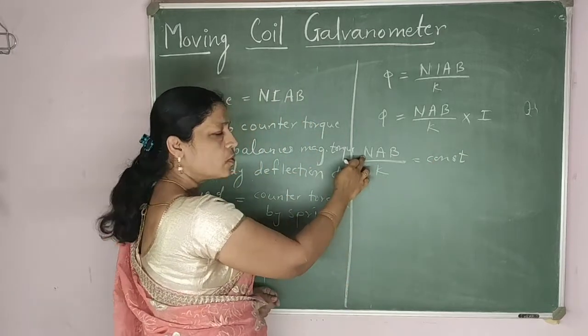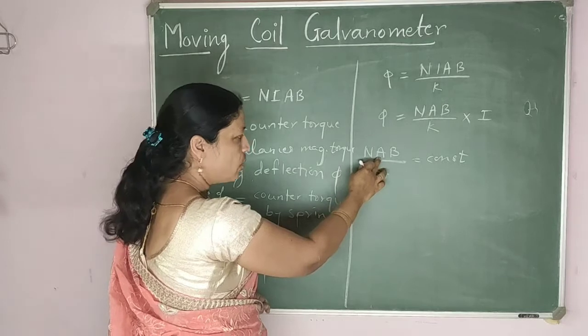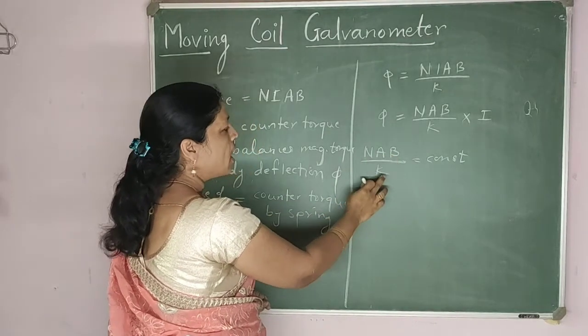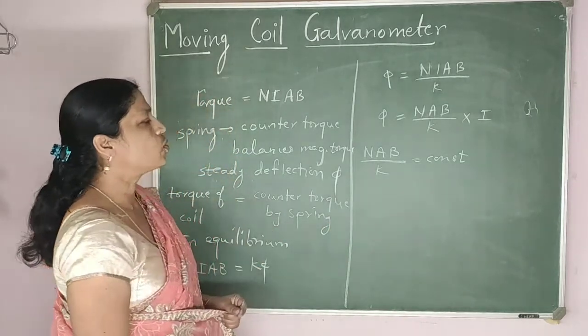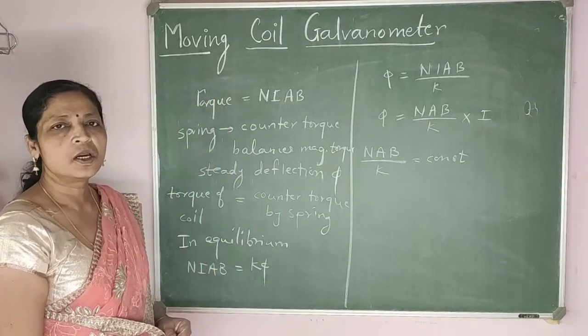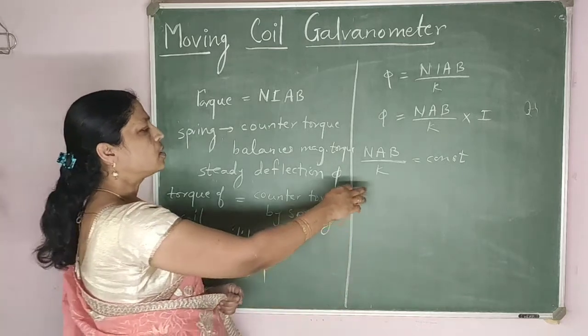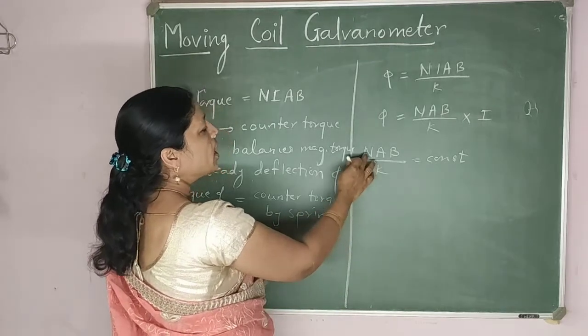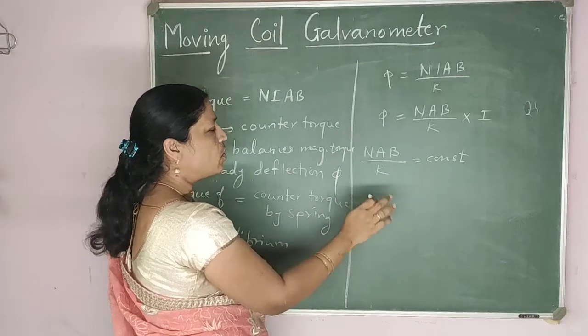N is the number of turns of the coil, A is the area of the coil, B is the magnetic field in which the coil is kept, and K is called the restoring torque per unit twist. For a given spring, this K is constant. For a given coil, for a given arrangement, NAB upon K will be a constant.